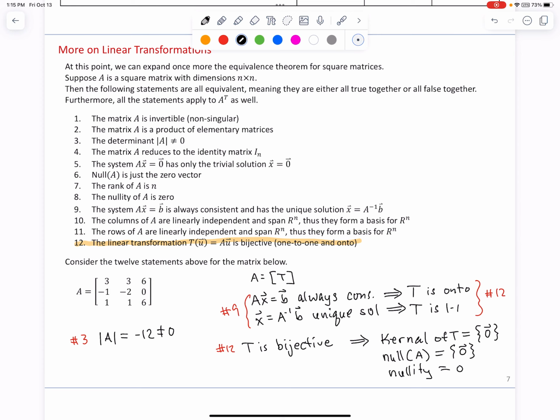We could go on and continue to talk more about the connections between all of these statements, but now we have a list of 12 statements that are either true together or are false together. Okay, this concludes our discussions on linear transformations.